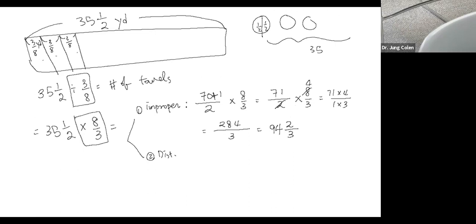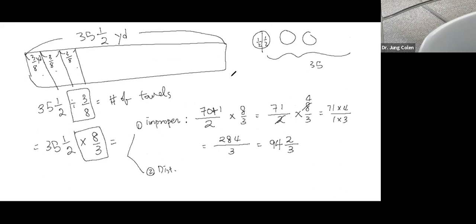Our question is asking how many towels can be made. Are we making 94 and 2/3 towels? No, we are not, right? Because you're not gonna sell 2/3 of a towel, only this size. You need to have a whole towel, right? So we are looking at only the whole numbers. So from here we can say 94 towels. In this case, we just disregard the remainder. Okay? Any question for this?